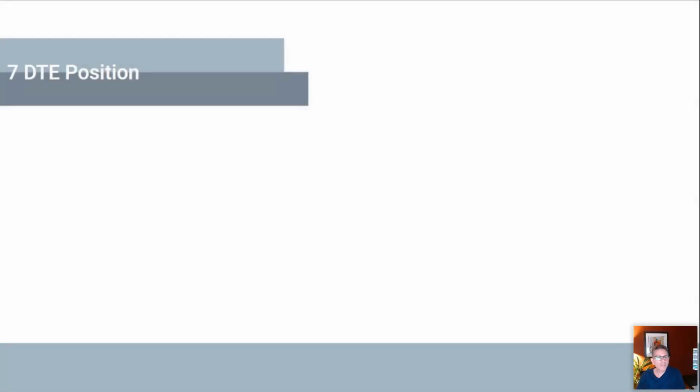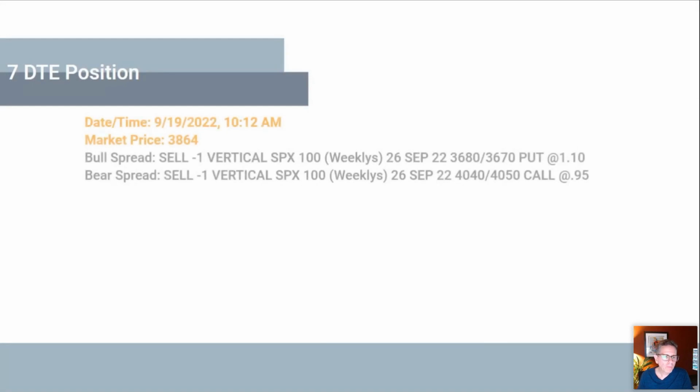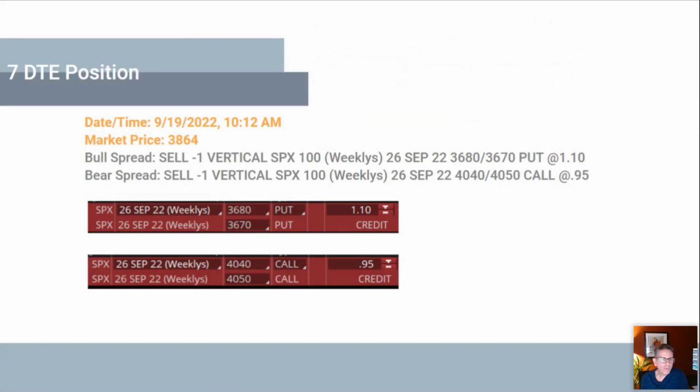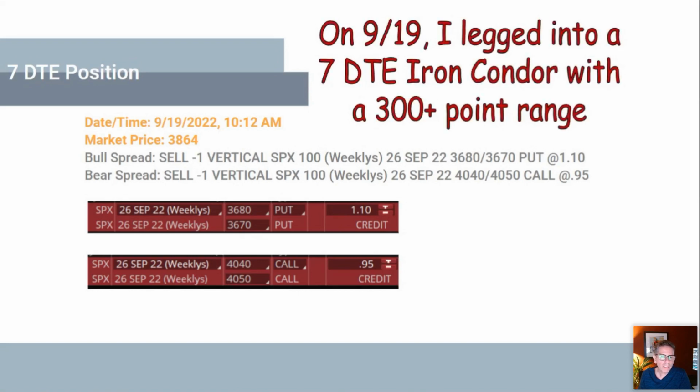All right, so let's go into a 7DTE trade. In this case, we put on a put spread with a $1.10 credit, and then a call spread with a 95-cent credit. Typically, with the deltas, you're going to get less credit for the call spread, as I mentioned before. In this case, I legged in, and you have a 300+ point range between the two.